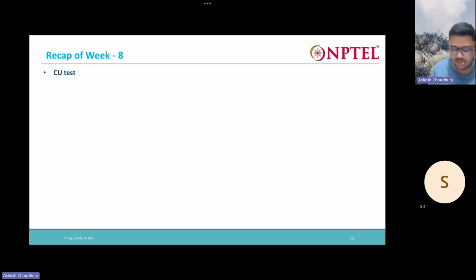Next we have the CU test. So in the CU test, what happens in the first stage? First we saturate the sample and apply the confining stress. After application of the confining stress, what do we do? Allow the soil to consolidate.